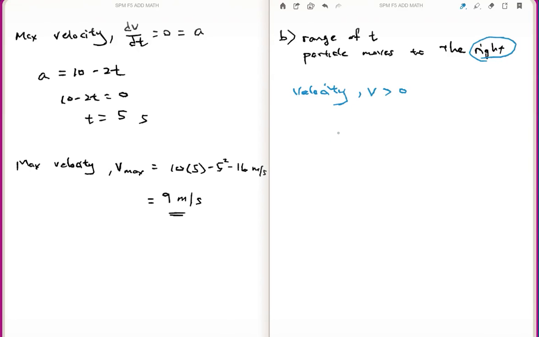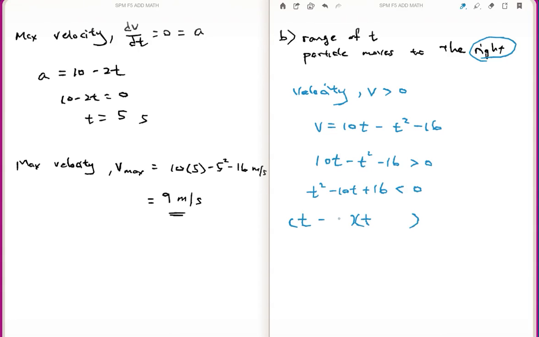So if that's the requirement, you take the equation for velocity, 10t minus t squared minus 16. For it to be positive, 10t minus t squared minus 16 is greater than 0. This is an inequality. My negative t squared is negative, so I bring it over to get a positive t squared, and it turns out to be t squared minus 10t plus 16 is less than 0. Then from Form 5 chapter 2, you learn how to factorize.